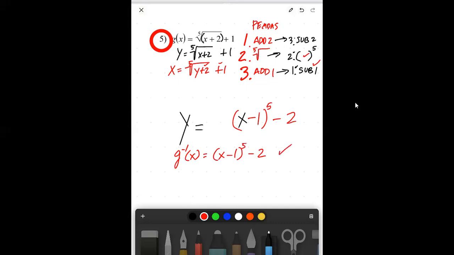Now, again, you can check this. If you plug the function into the inverse, you should get x. What I'd prefer is that if you take an input and put it into g of x, you're going to get an output. And then you should take that output and put it into your inverse function, and you should get your starting input back. Okay. Hopefully that makes sense. If it doesn't, maybe I'll do an example after this video is over.